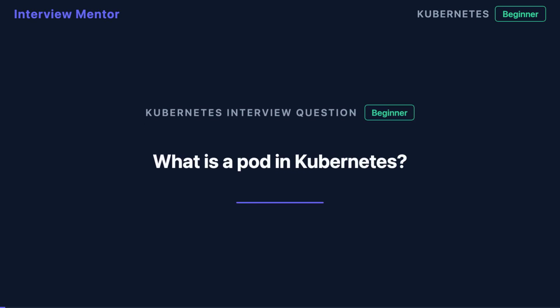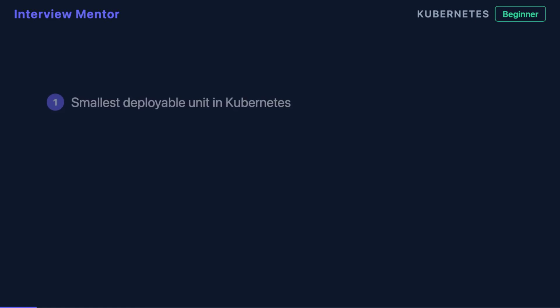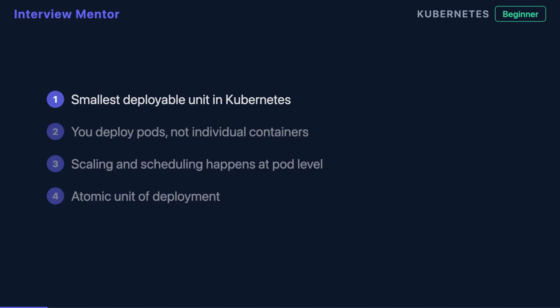What is a pod in Kubernetes? Many developers think it's just a fancy name for a container, but that's missing the whole point. A pod is the smallest deployable unit in Kubernetes. You don't deploy individual containers to Kubernetes, you deploy pods.